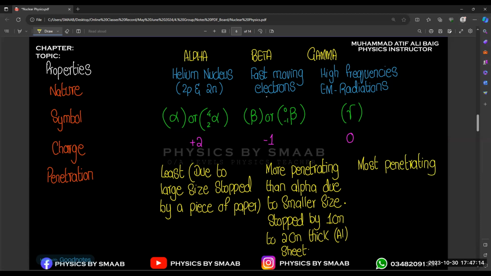So gamma contains the most penetrating power as it is a wave, and it can be stopped by about 4 centimeter thick lead block.